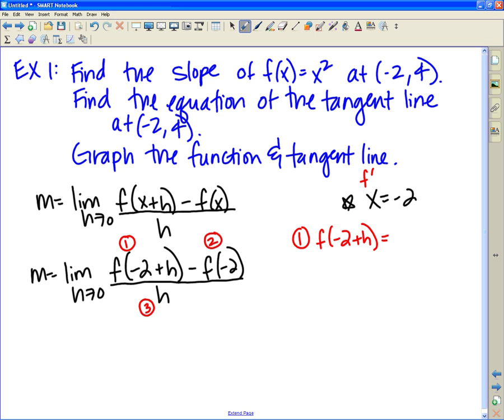So if we know our function is f of x equals x squared, then instead of having an x here, what am I going to replace it with? Negative 2 plus h, squared. Now I can't really move over here, but these two things are the same. X is x squared. Negative 2 plus h is negative 2 plus h squared. Okay, go ahead and FOIL.